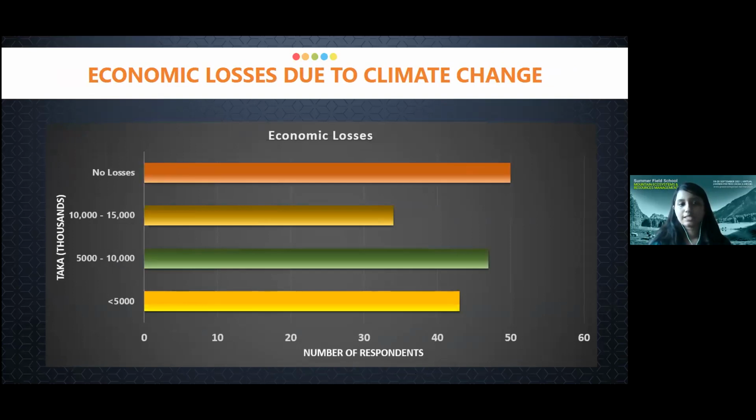Farmers also experience economic losses due to climate change, and most people experience economic losses in the dry season, because they have to go much farther away for irrigation, because they can't get the water.